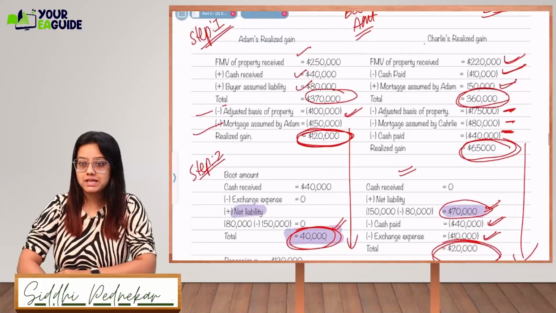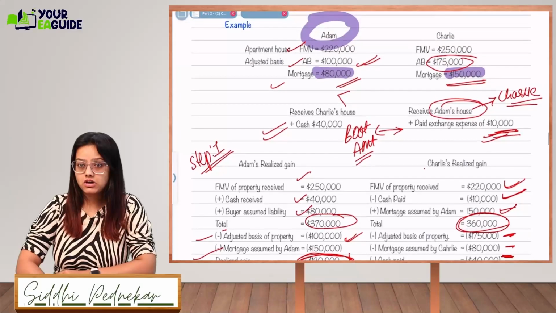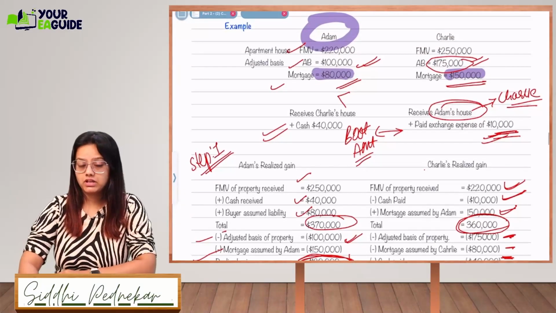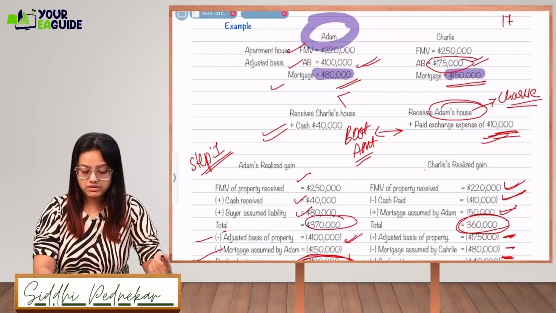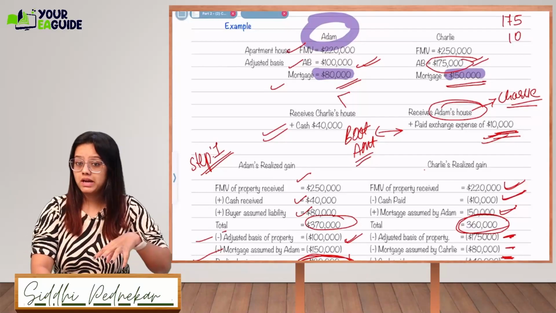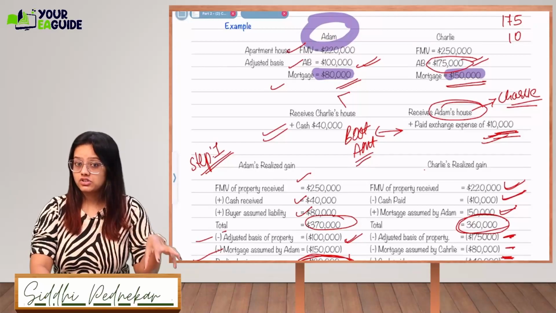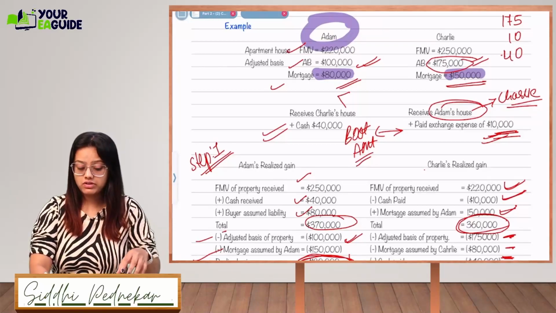Let's see, what is Charlie's basis? The cost basis of Charlie's asset is 1,75,000. Is Charlie paying any expenses? Yes, 10,000, we are going to add it. So 175 plus 10. Is Charlie paying any cash directly to Charlie? Yes, 40,000, we are going to add.